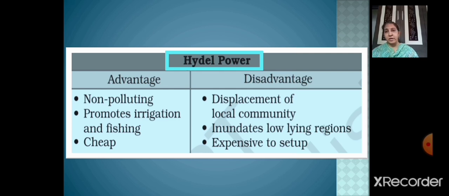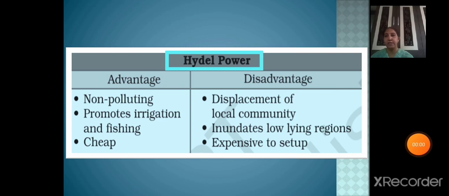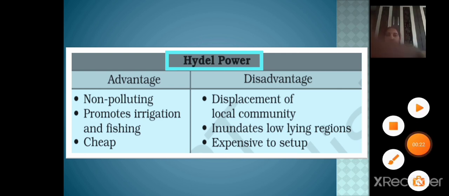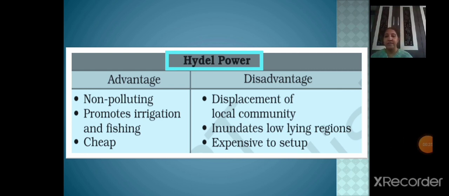Now let's go through the advantages and disadvantages of this. In advantages, it is non-polluting, the very first thing, and the second is it promotes irrigation and fishing, and the third one is it's very cheap. Now let's see the disadvantages of this. Displacement of local community, and it inundates low-lying regions. Inundates means to overpower or overload. And the setup is very expensive, so it is expensive to have the setup of hydropower.